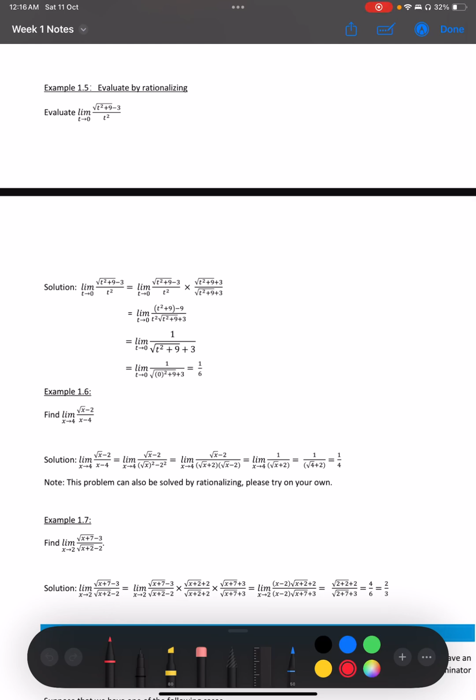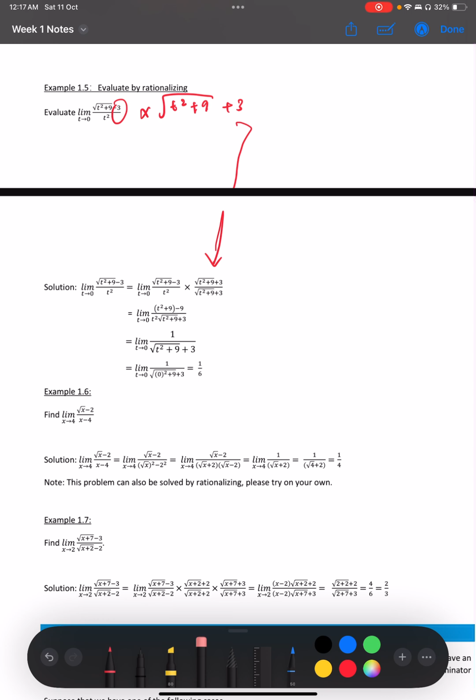All right, let's say you have a fraction like example 1.5, where you have a fraction and there's a square root also in that fraction, so you can rationalize it by multiplying it with its conjugate. For example, in this case, we have the square root of t squared plus 9 minus 3, so what we can do is multiply with its conjugate, square root of t squared plus 9 plus 3, just the opposite sign of that, as shown in here, right? So you multiply with its conjugate.